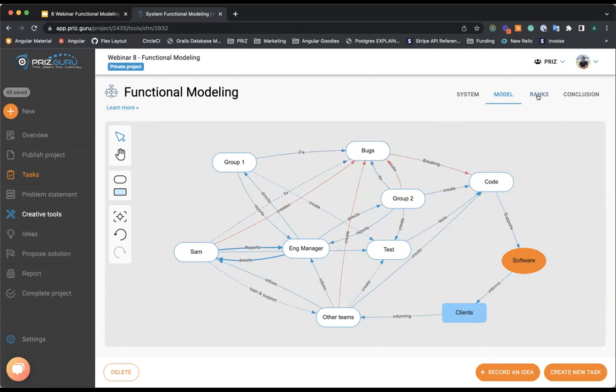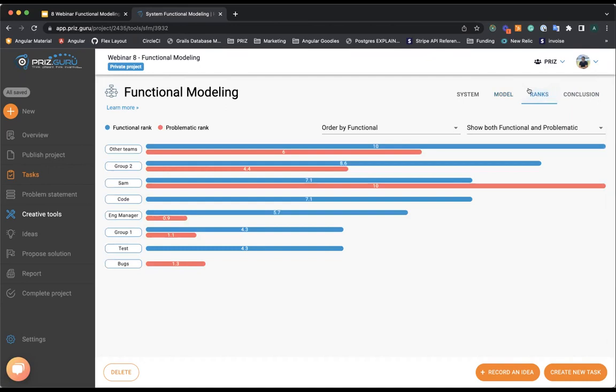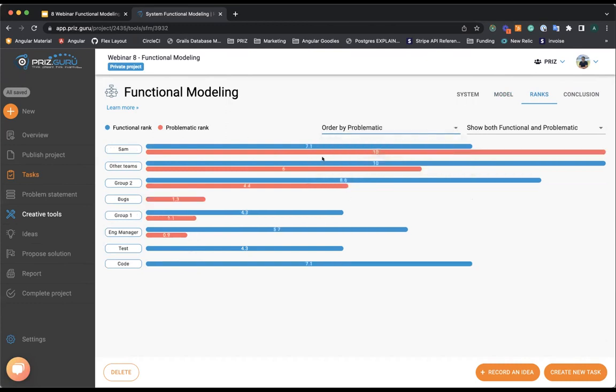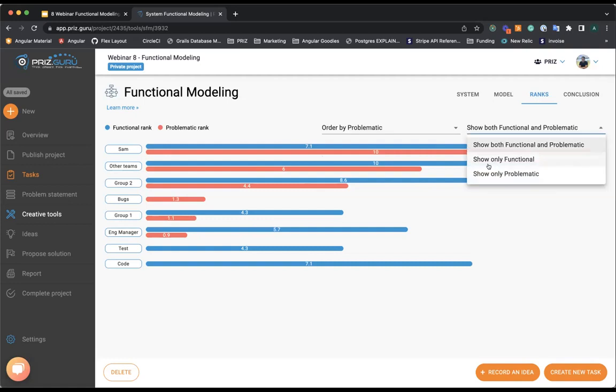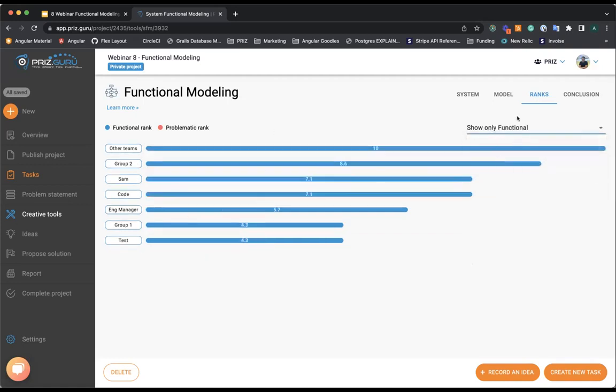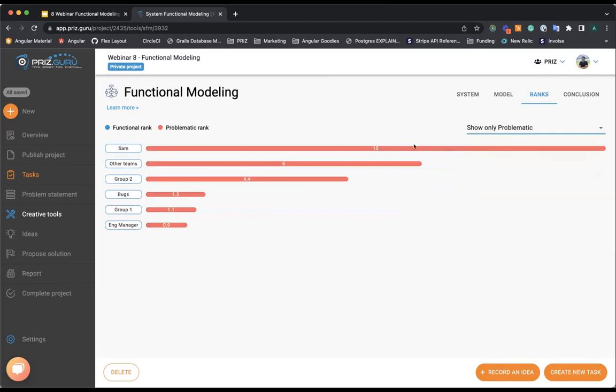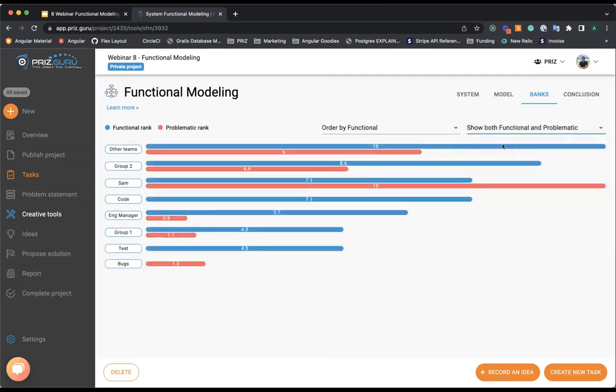Now, let's look for a second at the ranking that it creates, right? So in a ranking, this is the automated calculation. And as we talked about, there's a functional rank. So basically, components that contribute the most to the quality for the product, for that piece of software. And then there is a problematic rank of the same. So for example, components that actually create problems in that software. Just for an example, we can present only the functional ranks or only problematic ranks just for convenience, or look at them both, right?